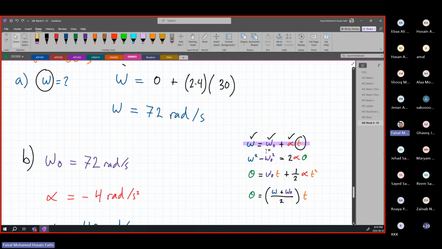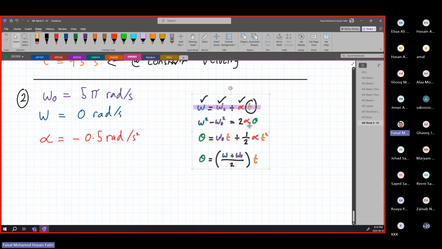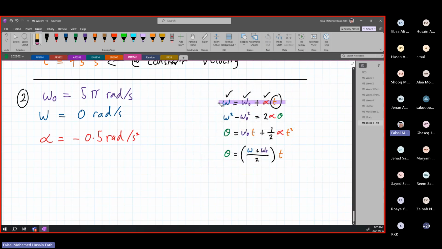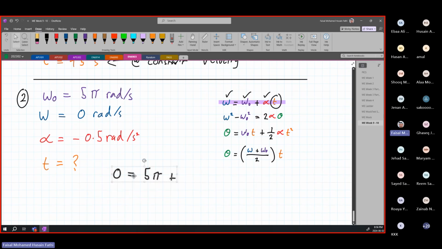Let me go grab my equations over here. All right. So what do we need to first find? We need to first find time. Exactly the same as here, time is what we need to find. How do we find time? Using the first equation. So omega 0, and omega 0 is 5 pi, plus alpha, which is negative 0.5 radians per second squared, times the time which we need to find.